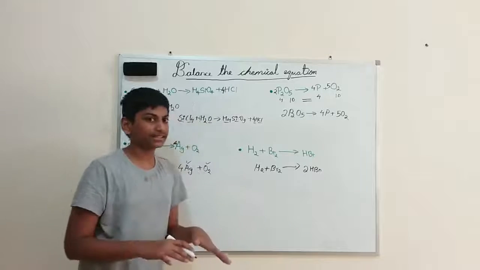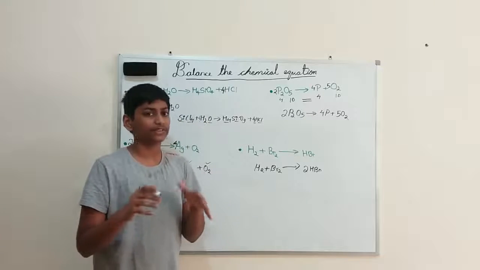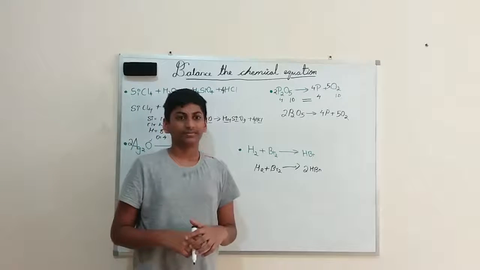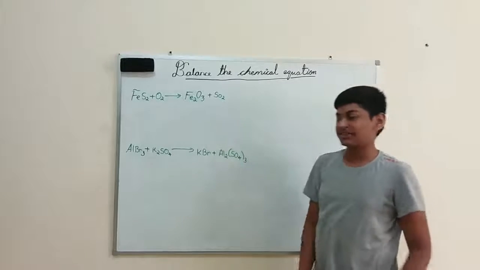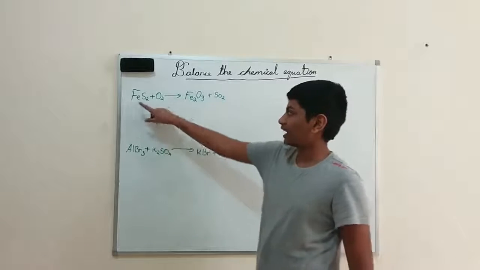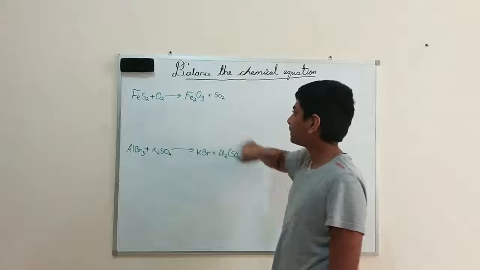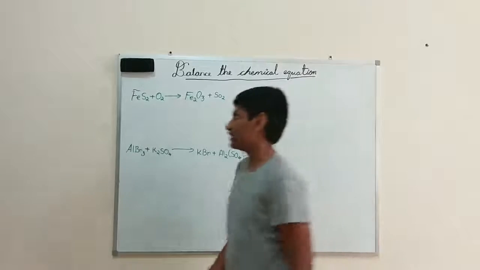But before ending the session, I promised you that we will solve 10 questions. So the remaining 2, let's see. Let's solve the last 2 equations. So here we have FeS2 plus O2 gives us Fe2O3 plus SO2. So let's balance them, okay?